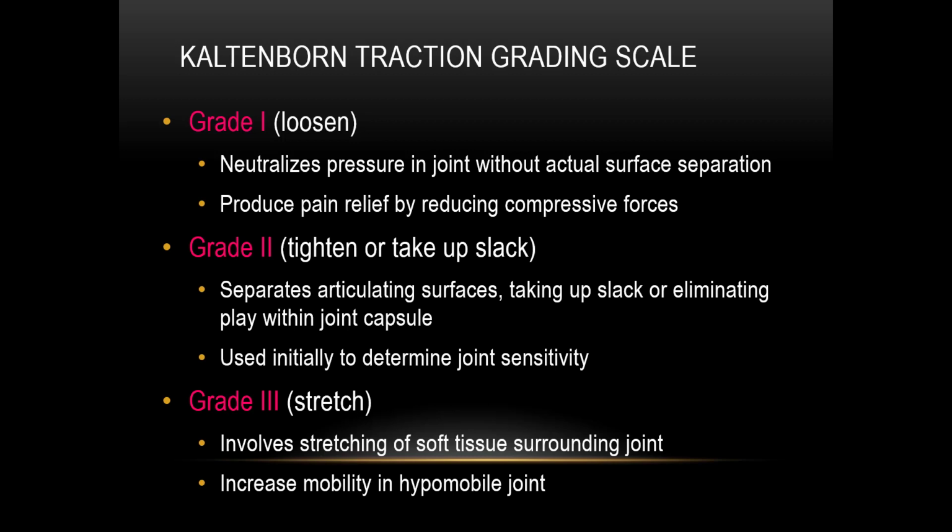A grade 2 level traction occurs when you take up the slack of a joint. This separates the articulating surfaces, taking up slack or eliminating play within the joint capsule. It is used initially to determine joint sensitivity. A grade 3 level traction causes a stretch. This involves stretching of soft tissues surrounding a joint and also causes an increase in mobility in hypomobile joints. A grade 3 traction should be used in conjunction with mobilization glides for hypomobile joints to increase range of motion.